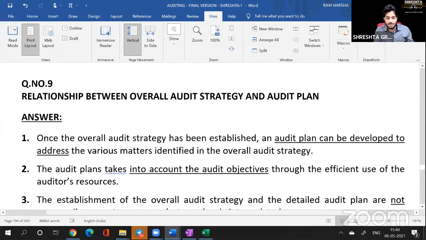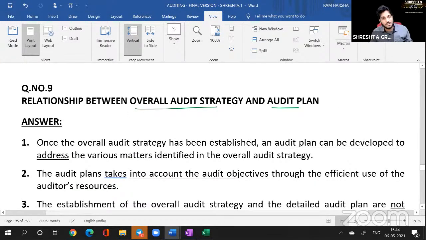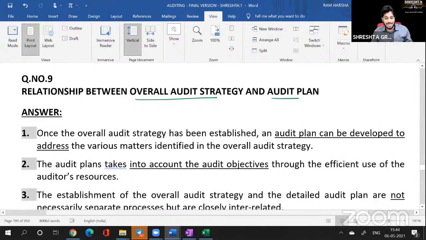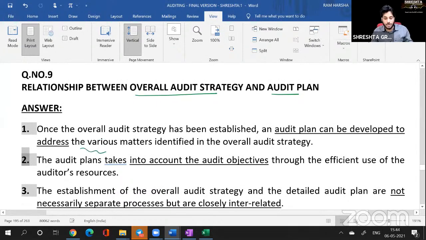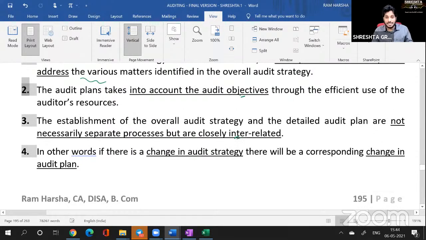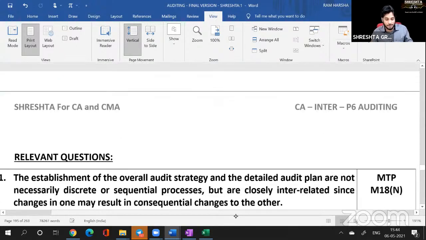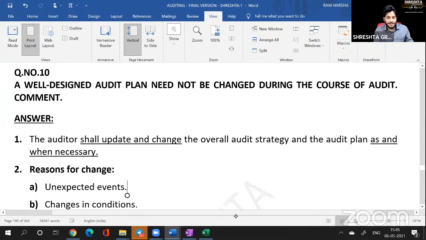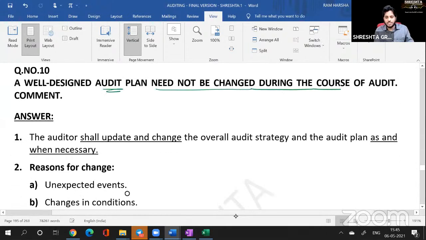What is the relationship between strategy and plan? They both are directly related. Strategy gives you the overall view of the audit, whereas the plan takes into account audit objectives, resource allocation, all that. They are closely related. If there is a change in strategy, there will naturally be a change in plan. Audit plan need not be changed during the course of audit. False.